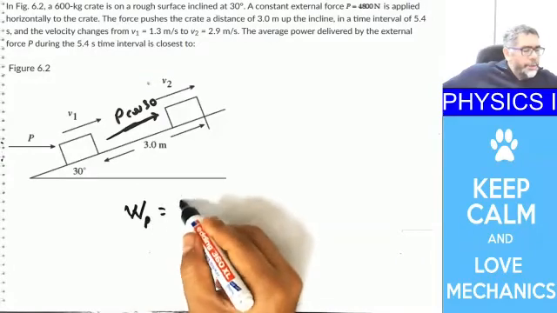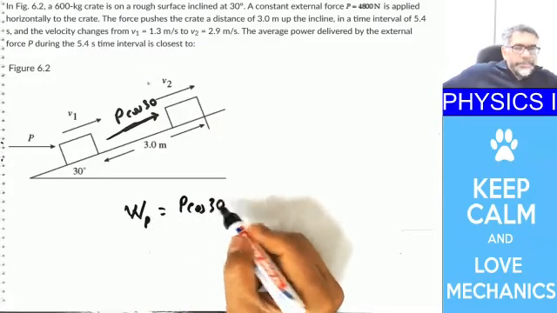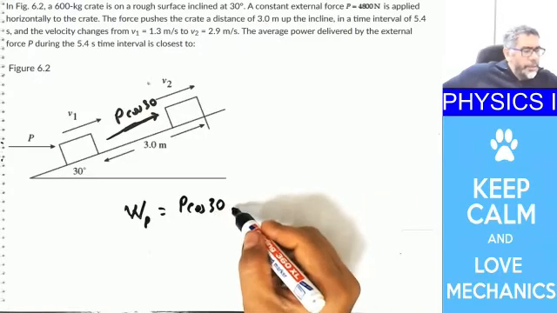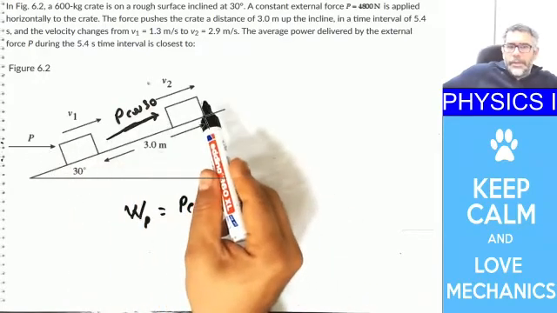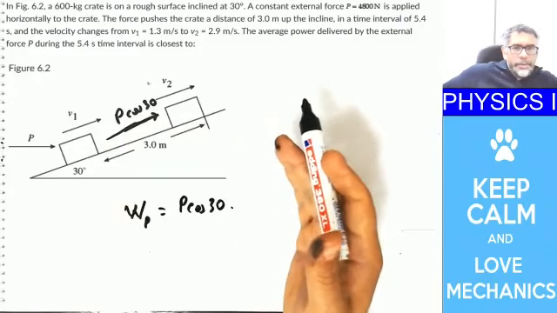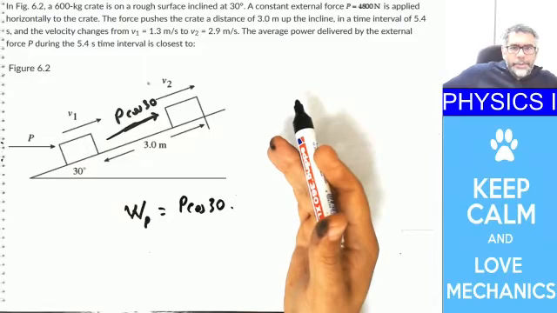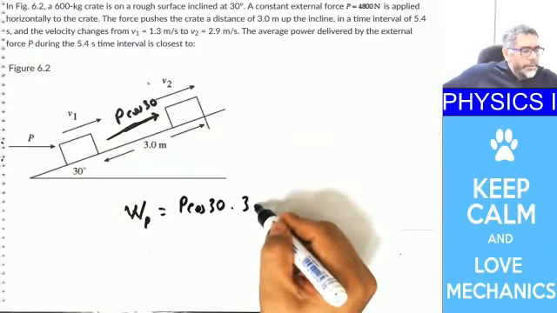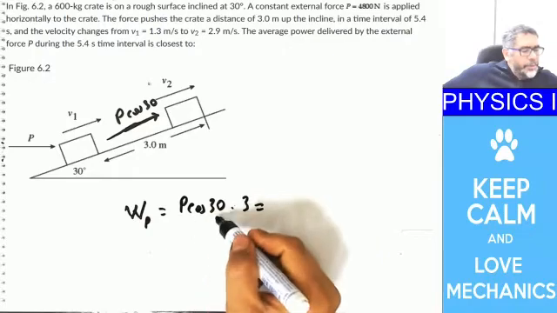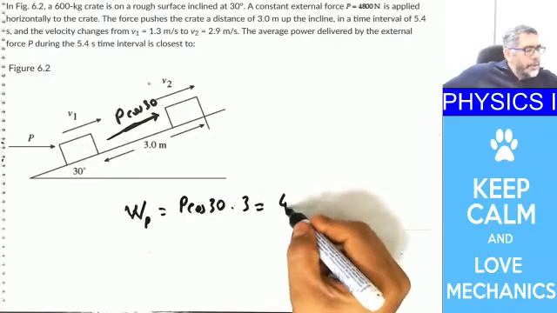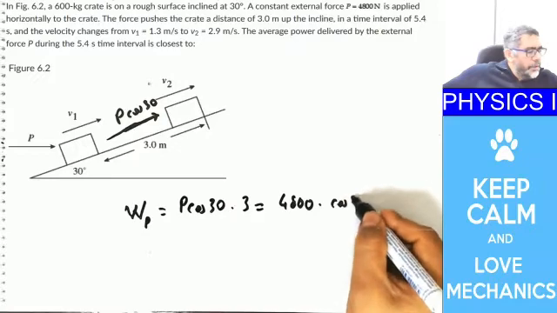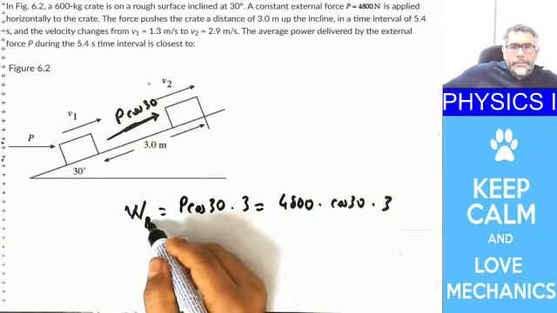And this work done by the P force is P times cosine 30, applied only over a distance of 3 meters, because to find the work, we multiply the component of the force in the direction of motion by the distance the object goes. So I multiply this by 3. We know everything here. The work done by P is P, which is given as 4,800 newtons, multiplied by cosine 30 degrees, and multiplied by 3. This is the work done by the P force.